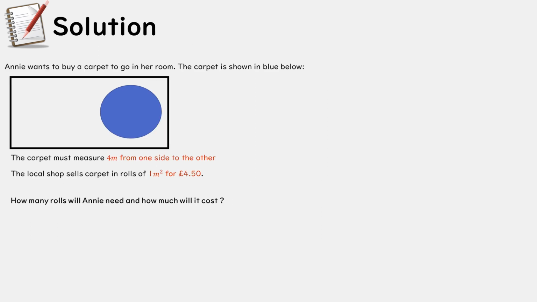Okay, last question, putting everything together we've learnt today. So I've highlighted in red those important parts. She wants to buy a carpet, which is that size of the blue circle there. She needs it to be 4 meters from one side to the other. So if I draw my diagram from one side to the other, 4 meters. What have I drawn there? That's the diameter. So again, diameter is 4 meters. So I know the radius is half of the diameter.